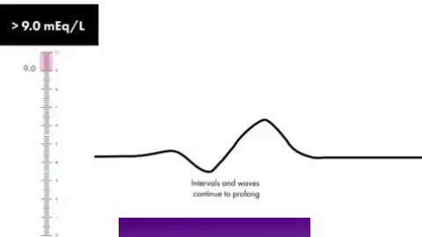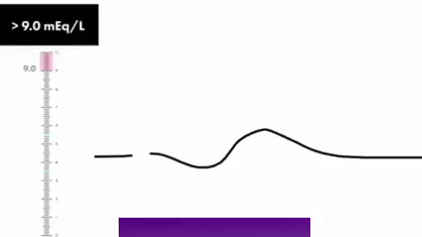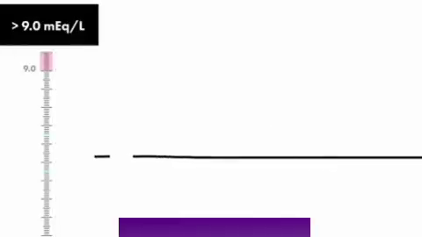EKGs start to become grossly abnormal, and patients start going into cardiac arrest. We're talking about sine wave EKG patterns morphing into a wide complex rhythm, pulseless electrical activity, asystole, and severe bradycardias, and in some cases, even ventricular fibrillation.